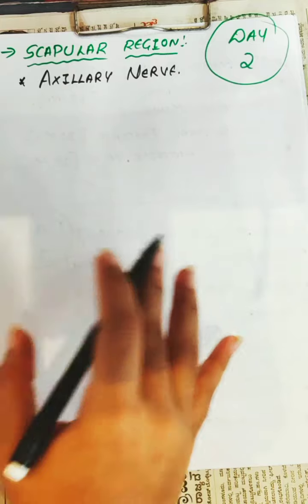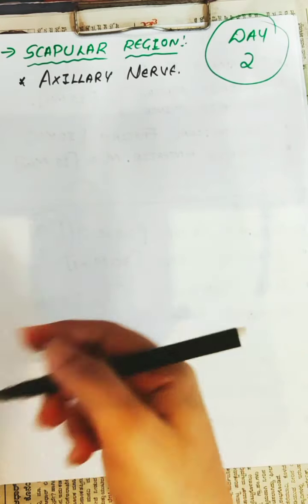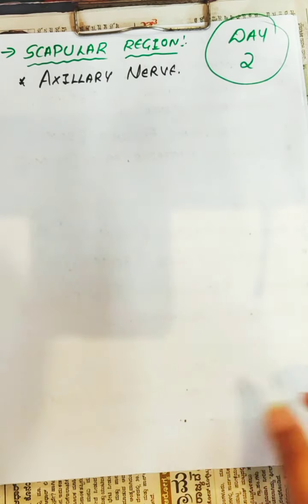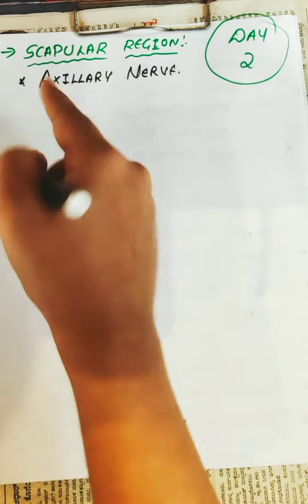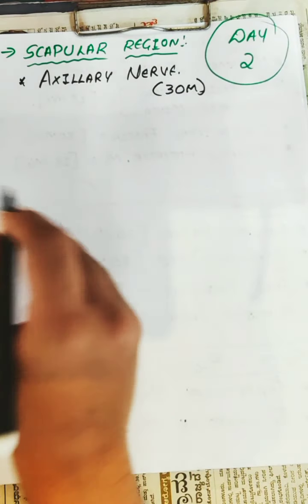Remember one thing, study these axillary topics because they are very important. Axillary artery, axillary nerve, its branches, and its innervations. This is a very important topic. Take around 30 minutes to complete it. You have to keep the time limit.